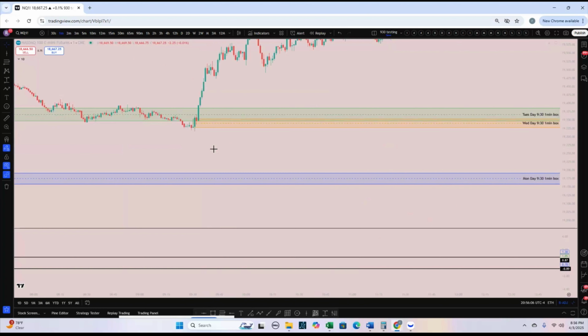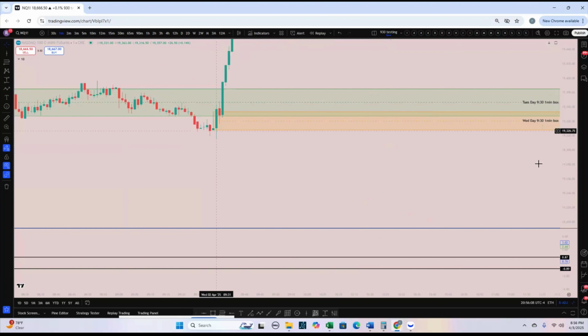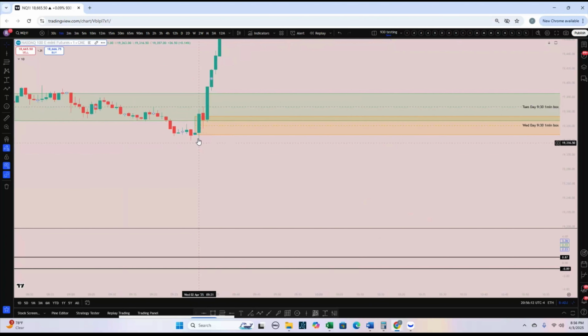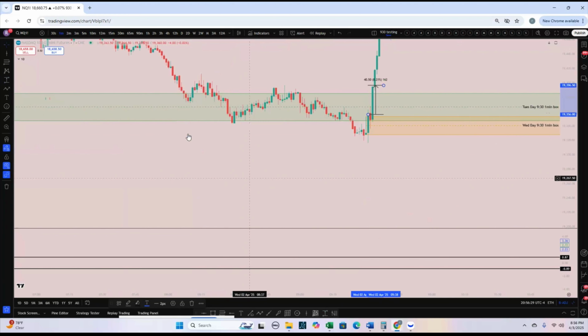But here's a perfect example. You see how we wicked below here? So when I see a wick, whether we go up or down, I get out of the trade. I want a body, because if I get a body, I know for sure we're gonna at least get a decent move.